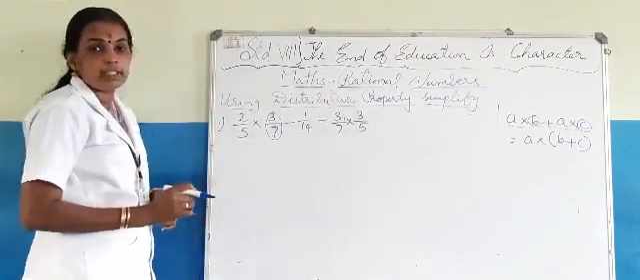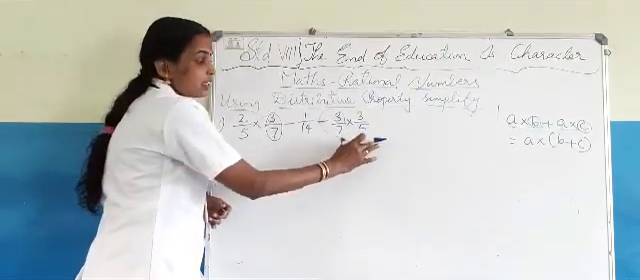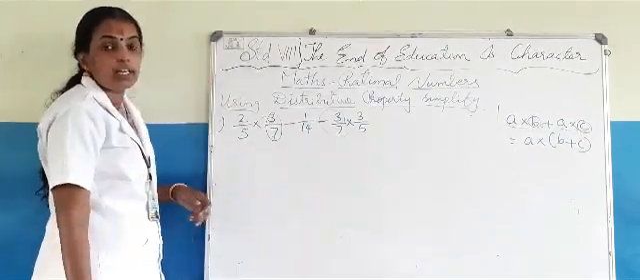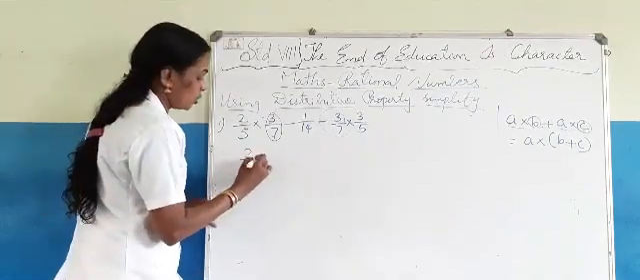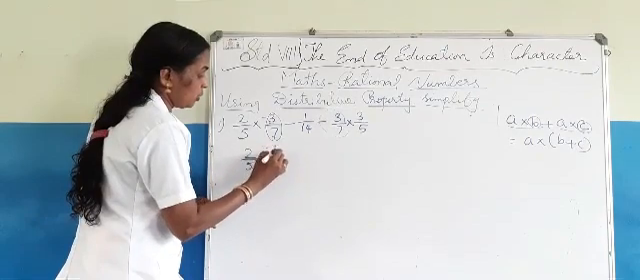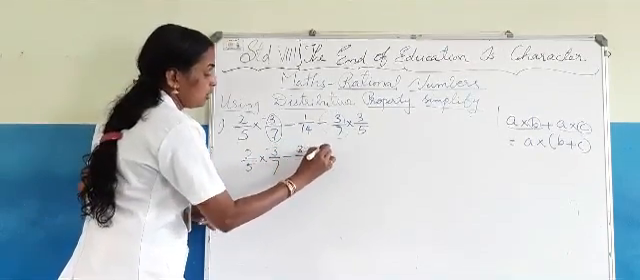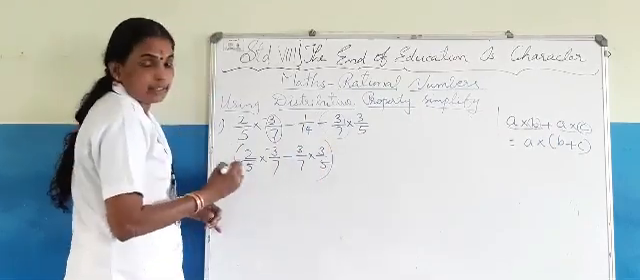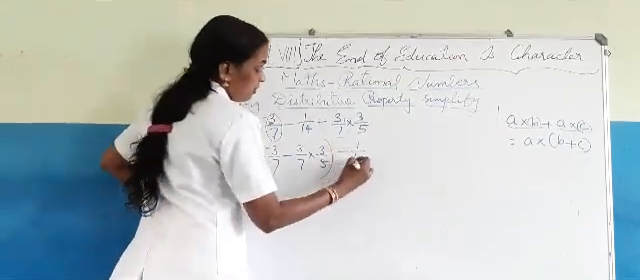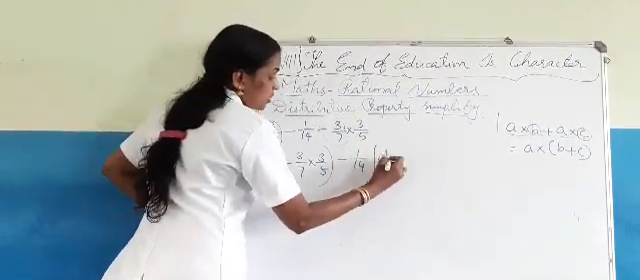So first of all we can do the first and the last term using associative property. So 2/5 × (-3/7) - 3/7 × 3/5. This we are grouping together. Then minus 1/14 outside using associative.